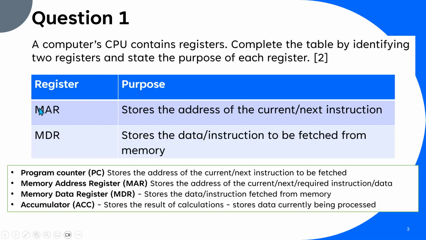So I've written here, MAR stores the address of the current or next instruction, and the MDR, which stores the data or instruction to be fetched from memory. And I think one tip here, to be fair, is although you can write the abbreviations in, it's easier, or probably just better practice, to try and figure out the full name. So you got your program counter, memory address register, memory data register, or accumulator, and you can use any of those in the table for your answer there.